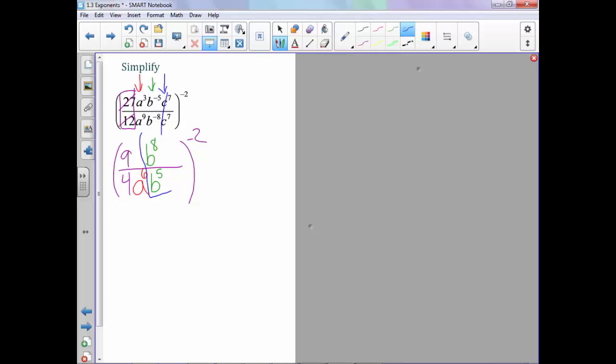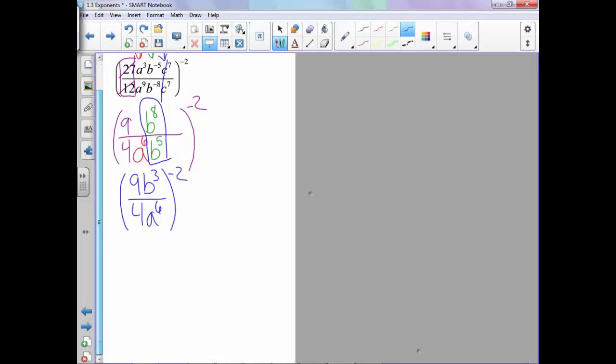Now, let's still worry about these b's. And remember, when you divide, you can subtract your exponents. So when we subtract our exponents, we'll have b cubed, and that will be in your numerator. And then we still have all of this to the negative 2nd. Look at already how much easier this looks and how much more simple. Alright, so once again, this negative means we're going to flip our fraction. So we'll have 4a to the 6th over 9b cubed. Now it's just to the positive 2 because we took care of our negative. And now everything just gets squared. So we'll have 16a to the 12th over 81b to the 6th.